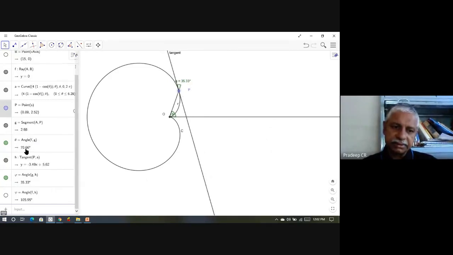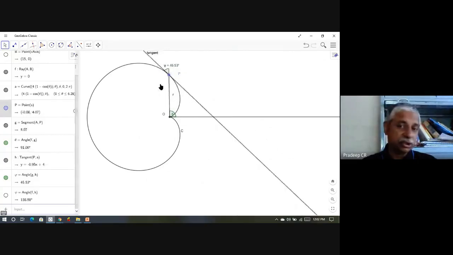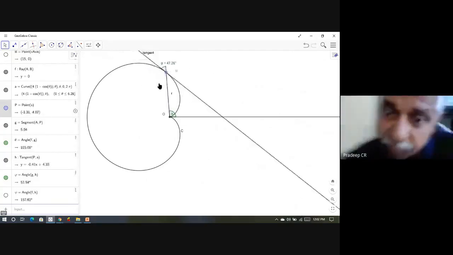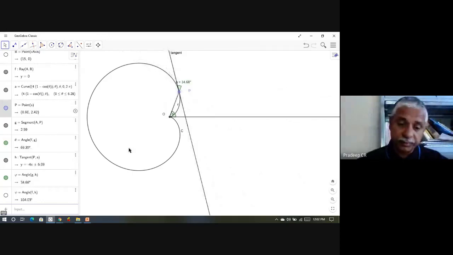See, theta is 70, angle phi is 35, whatever, 70.66, 35.33. Like this, you can check for various values. This GeoGebra is only to check. It will not give you the proof. For proof, you have to do this part. This is what is there in the exam.